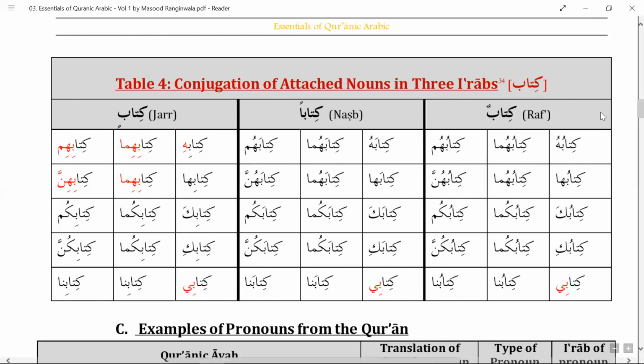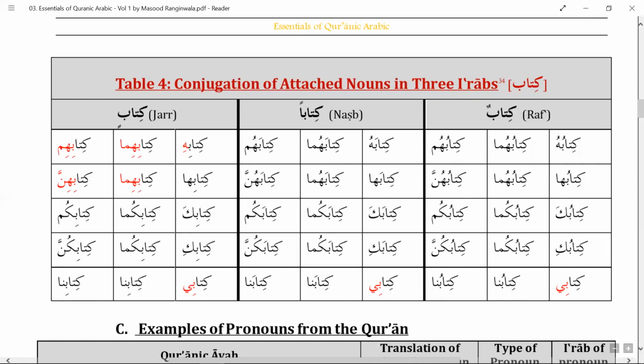The meaning would be his book, their book, the book of all of them, her book, their book if it is two girls. This is their book if plural. Then your book, masculine. Both of your book, masculine. All of your book, so the book of all of you. Kitabuki, your book if feminine. Kitabukuma, your book if two feminine. Kitabukunna, your book, all of you if feminine. Kitabi is my book. Kitabuna is our book.